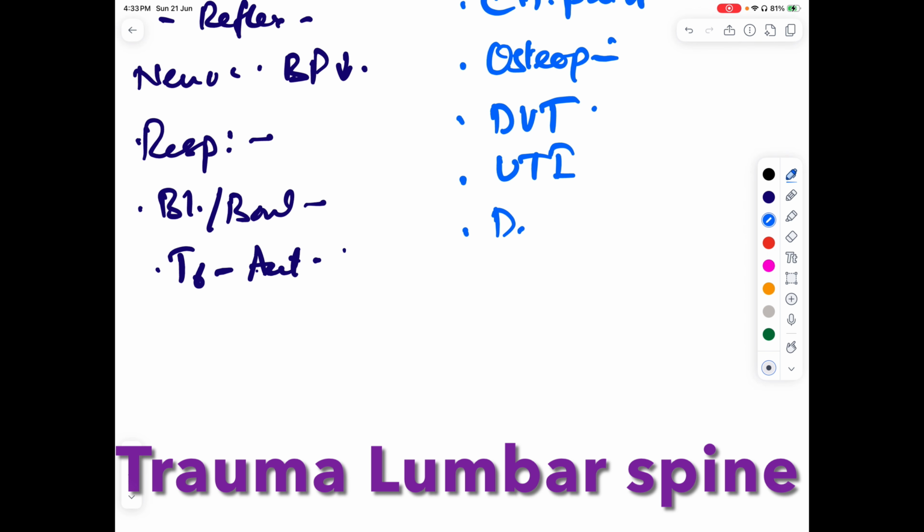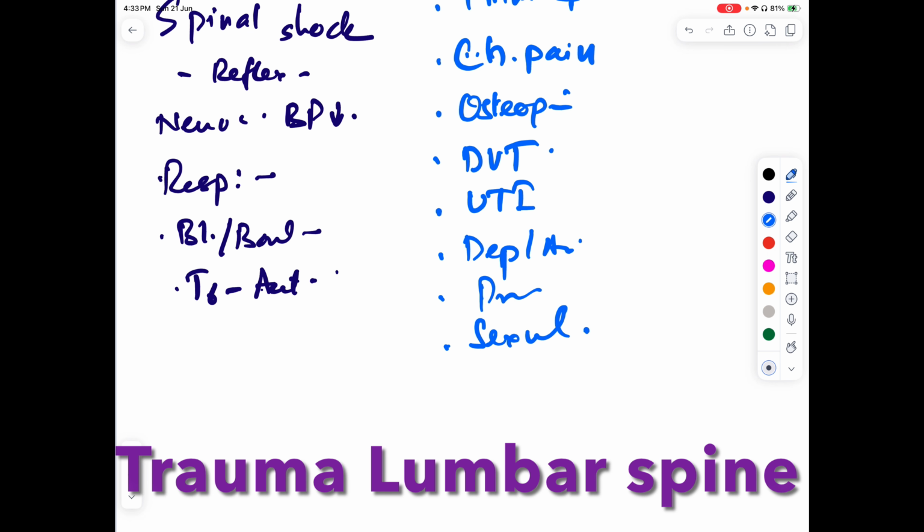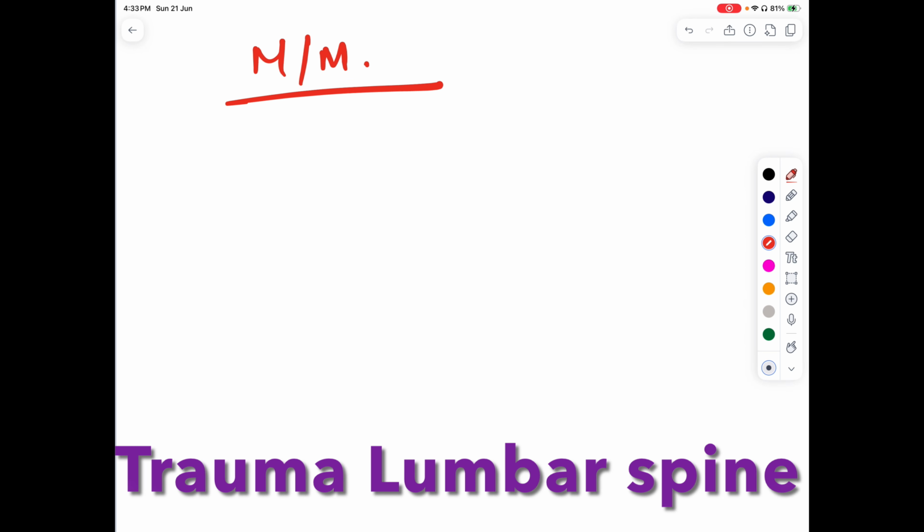Patient may go into depression, anxiety, unable to walk, pressure sores, sexual dysfunction. So these are the spinal injury. Patients having spinal injuries are bedridden for a longer time, so many things can complicate. Each complication has to be managed. So how will be the management of all such complications?